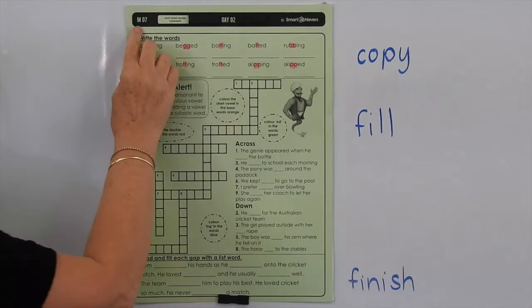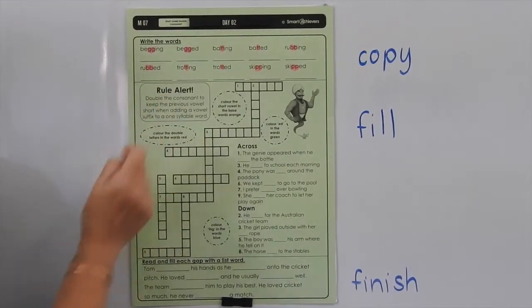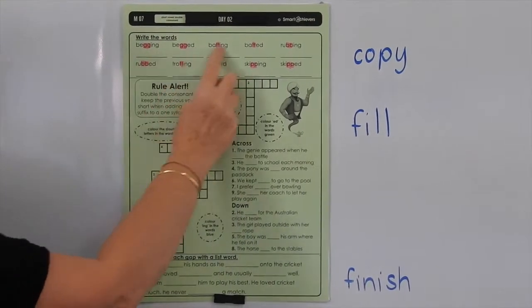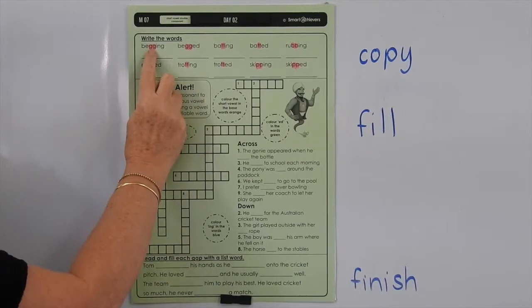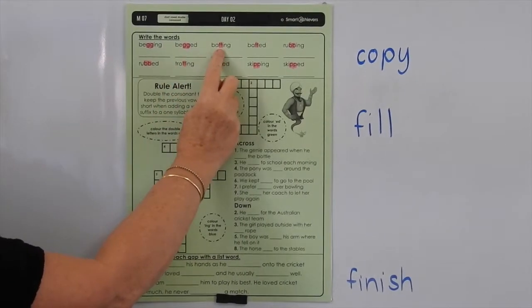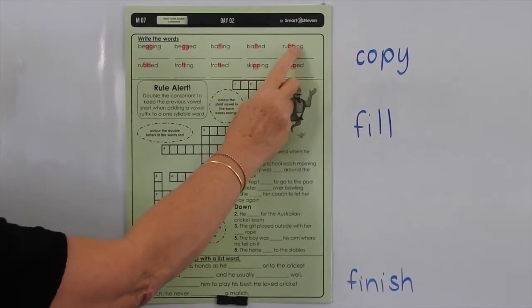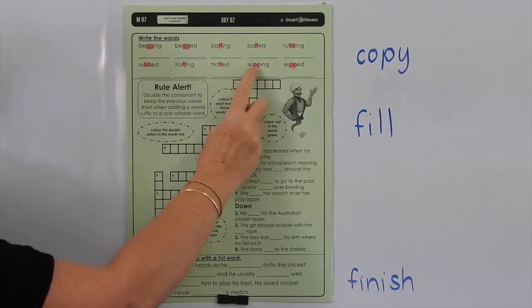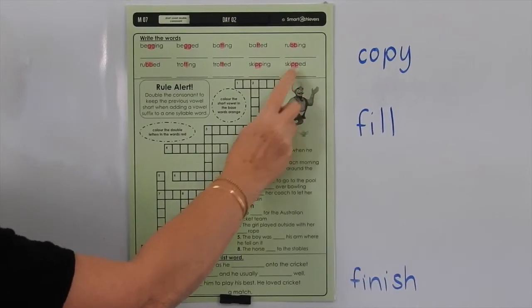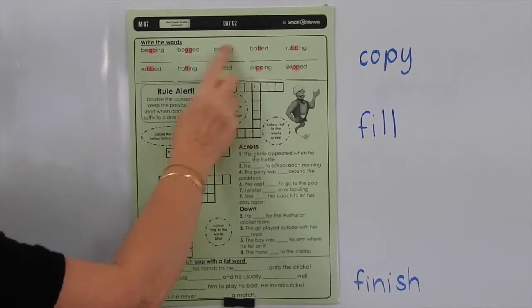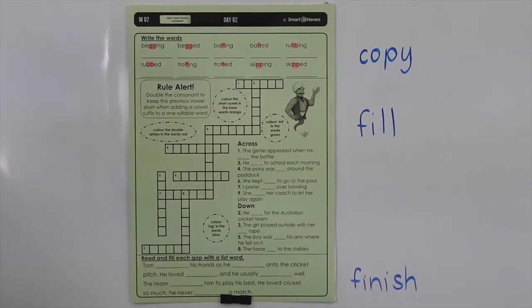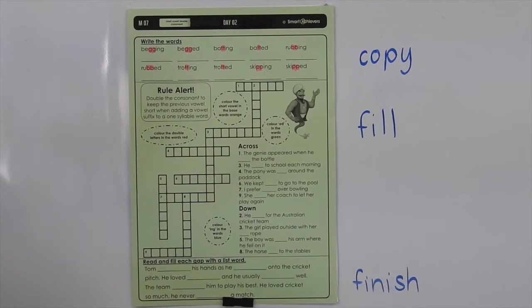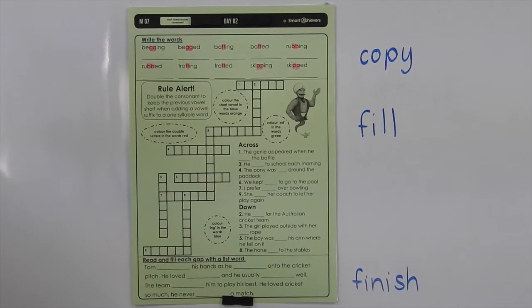This is level M, list 7, and we're doing the day 2 page. These words are all verbs, so let's read them. We've got begging, begged, batting, battered, rubbing, rubbed, trotting, trotted, skipping, skipped. So you can see these are words that, as they're verbs, they're things we can do. So let's have a look at what's happening within these words.